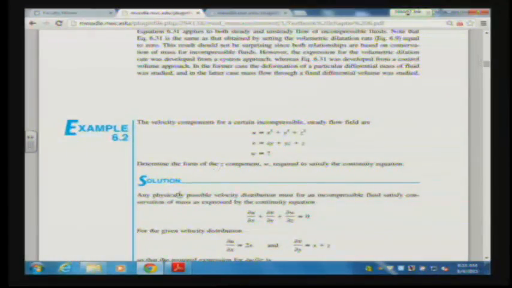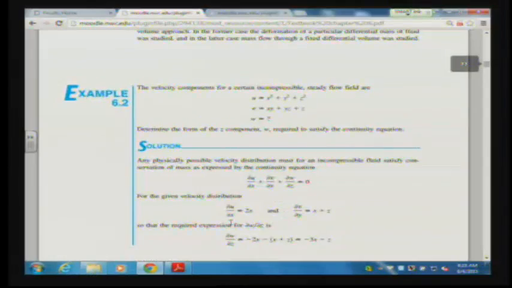Okay, so here we go. We have the velocity components, and it asks us to satisfy the continuity equation. So we take a look at this. If we have an incompressible fluid, we know that this has to be true. So we can determine the terms del u del x, del v del y, just by taking the first derivative with respect to those variables. And then we know that that has to be the del w del z.